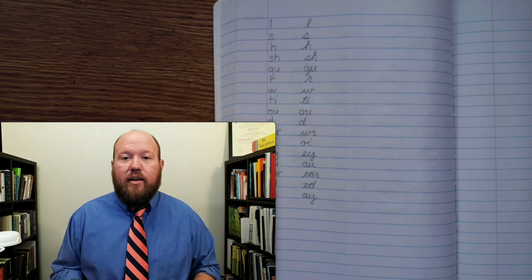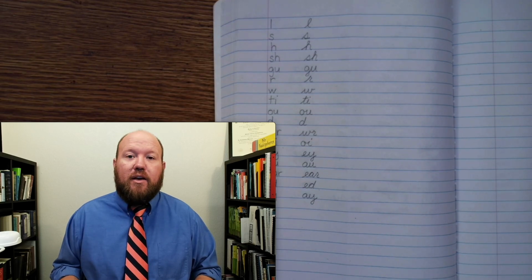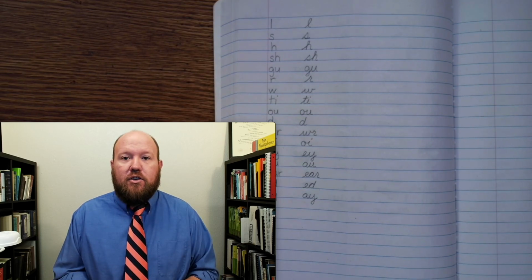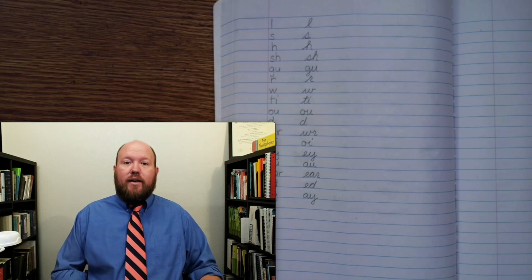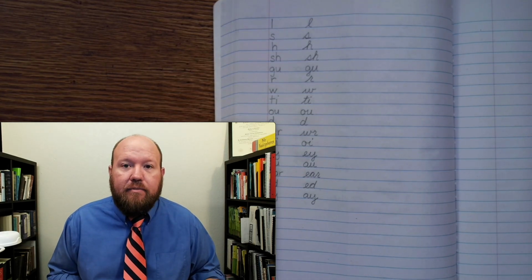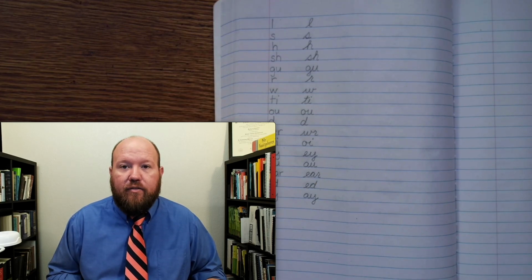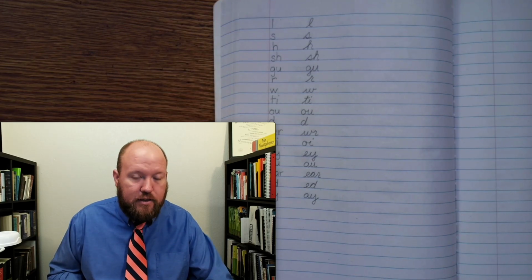If you wrote it correctly, great. If you didn't, that's okay. Just put a line through it and write it correctly to the side so you'll know which phonograms you need to spend extra time studying. I'll write it twice, first in manuscript for first and second, then in cursive for third through fifth. All right, the first one is J.